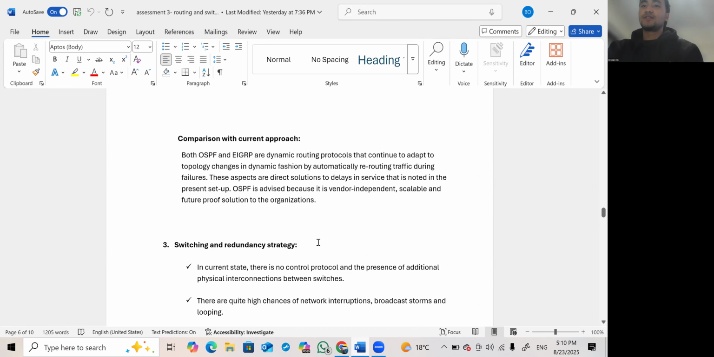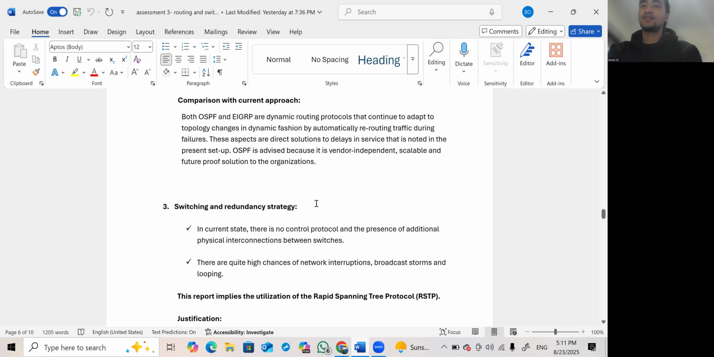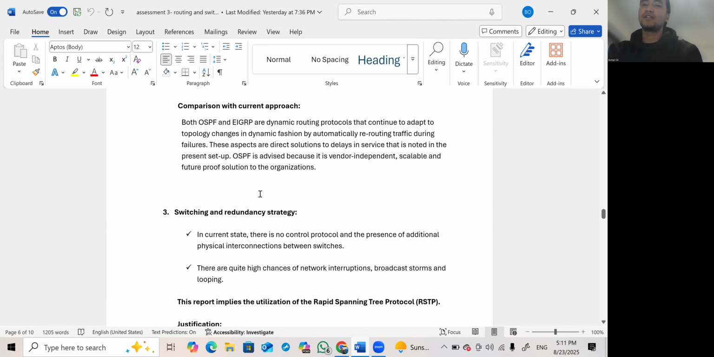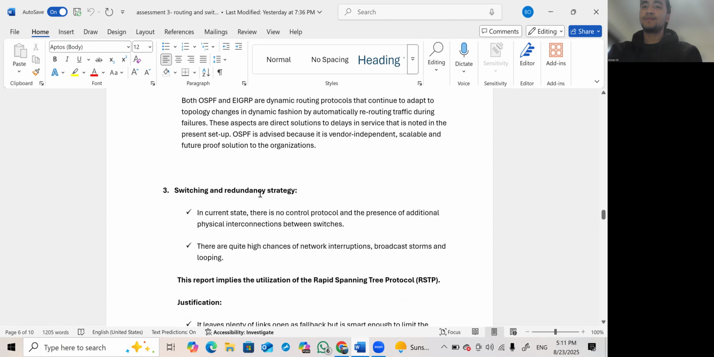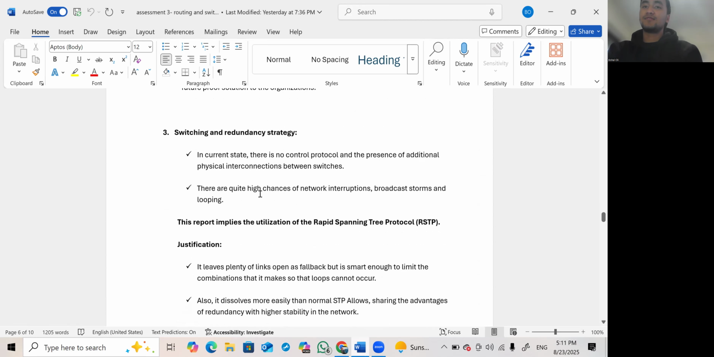So if I do the comparison with the current approach and the previous static one that we used, basically OSPF is advised because it is a vendor-independent, scalable, future-proof solution for the organization. So I basically recommend using OSPF for better network connectivity and faster response in the network. On to the next one: switching and redundancy strategy.